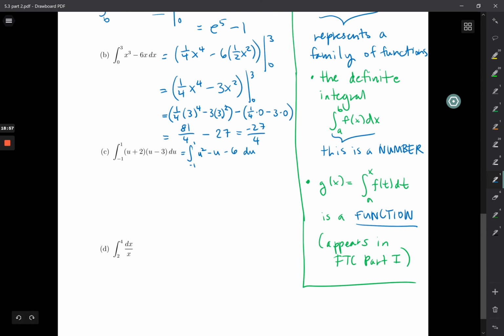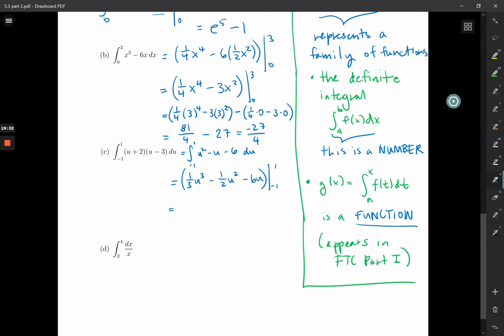Maybe I'll write this a little bit farther along. So an antiderivative of u squared would be 1/3 u cubed. Antiderivative of u would be 1/2 u squared, and then this is just a constant. Antiderivative of that will be negative 6u. Okay, so that's our antiderivative. We're going to evaluate it at these endpoints. So it'll be -1 and 1. And then it's just a matter of plugging them in.